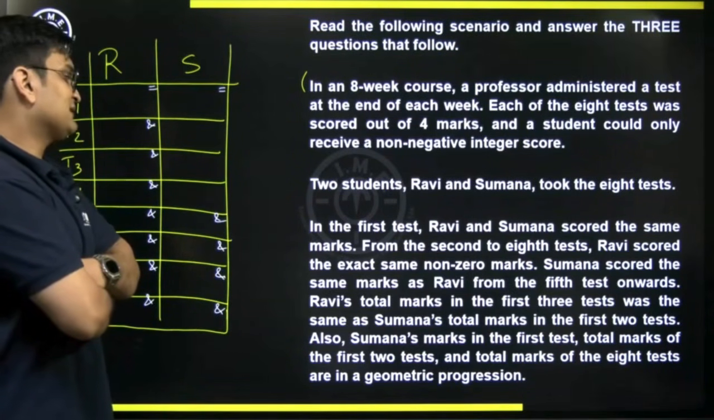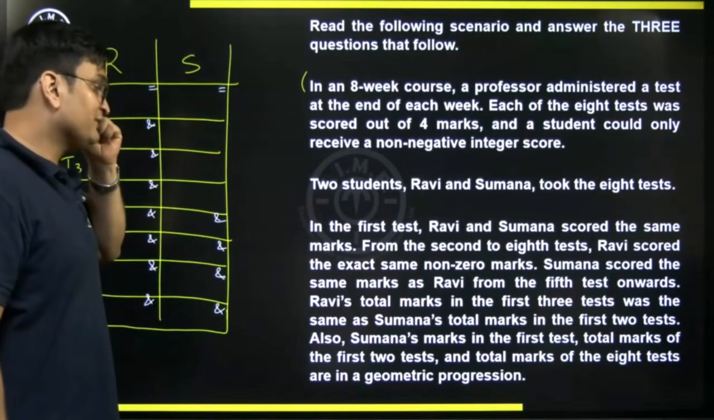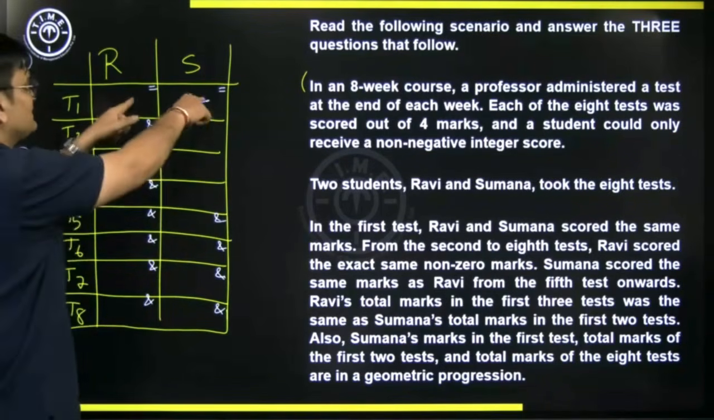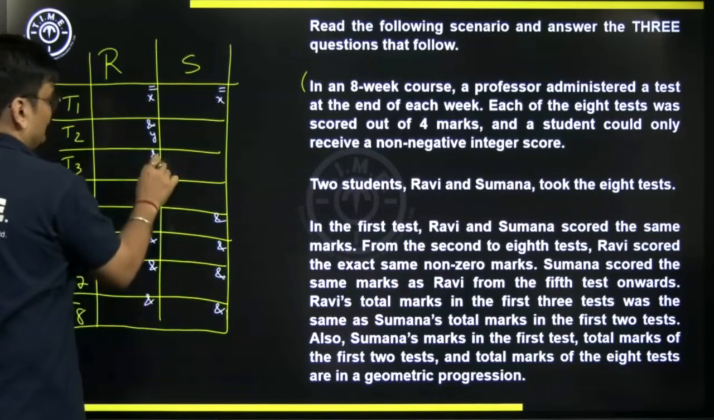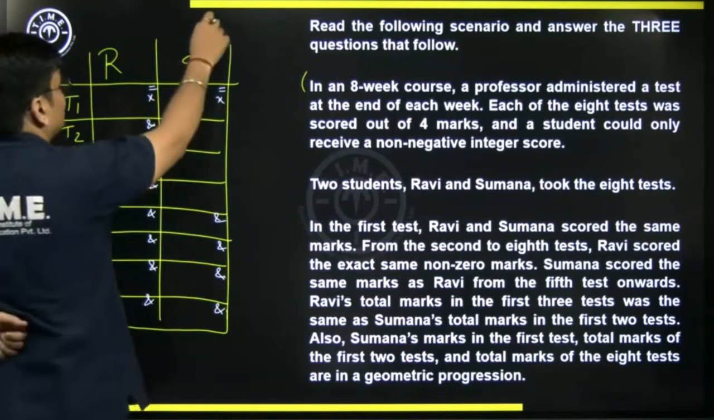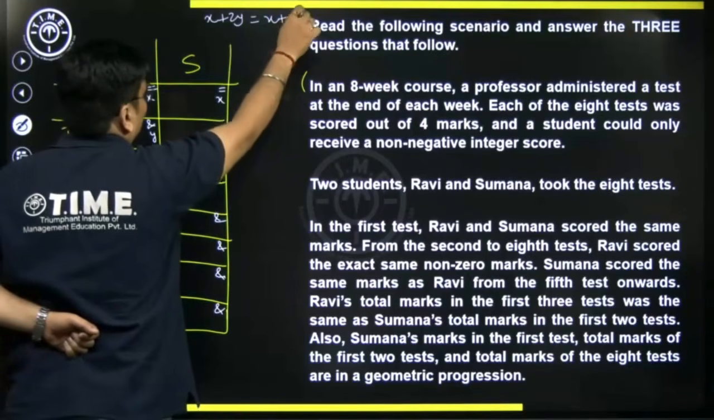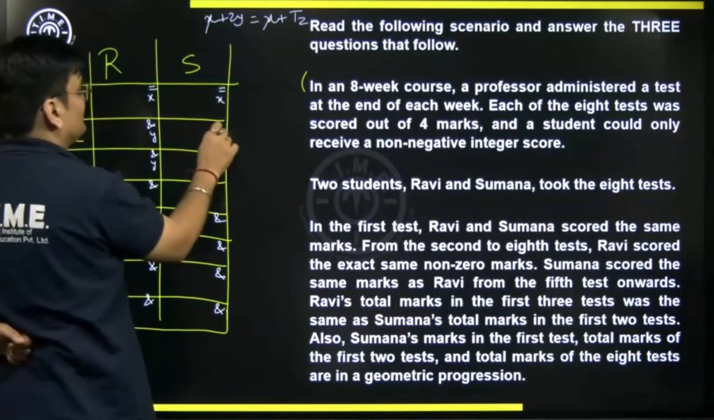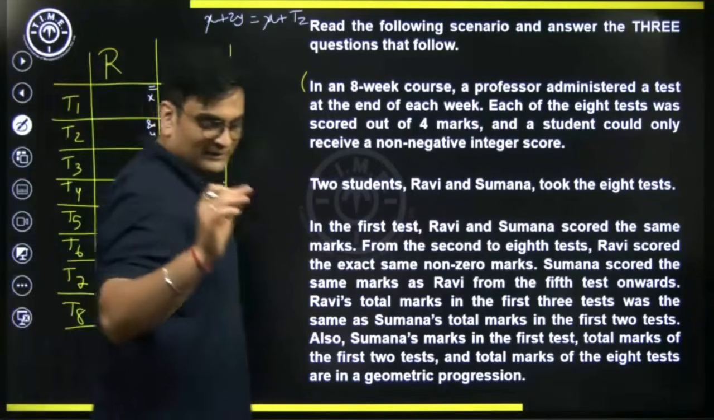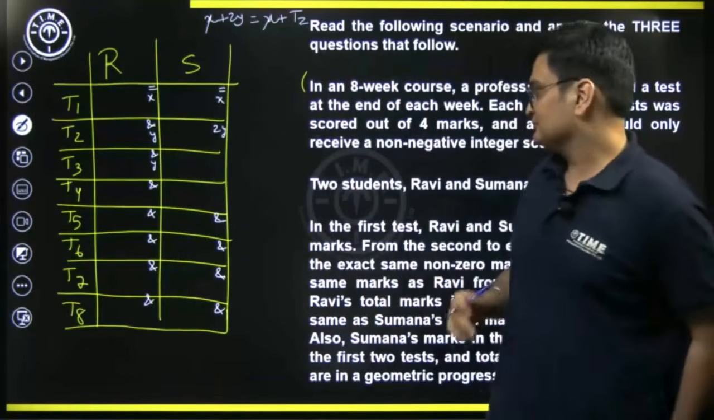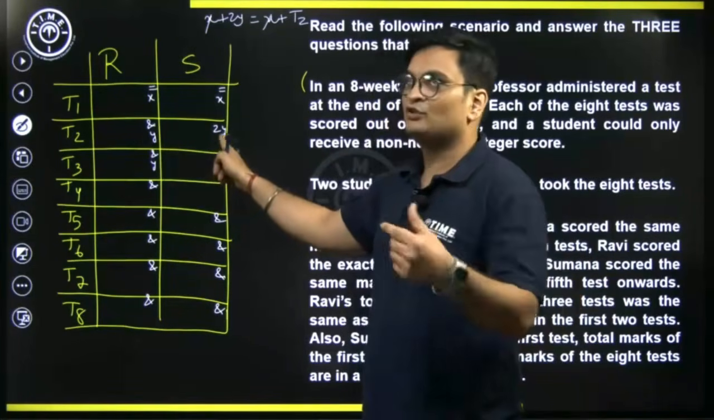Ravi's total marks in the first 3 tests was the same as Sumana's total marks in the first 2 tests. Now please also note, in the first test both are equal. So if I take this as x, this is also going to be x. Suppose this is y, so this is also going to be y. So Ravi's first 3 tests, which is x plus 2y, should be equal to Sumana's first 2 tests. So that means x plus second test for Sumana. So hence can I say second test for Sumana should be 2y. So if this is y, this should be 2y. So that means in second test, Sumana will end up getting even score for sure. Because y is non-zero, this can either be 1 or 2. So this can be either 2 or 4, that's it.